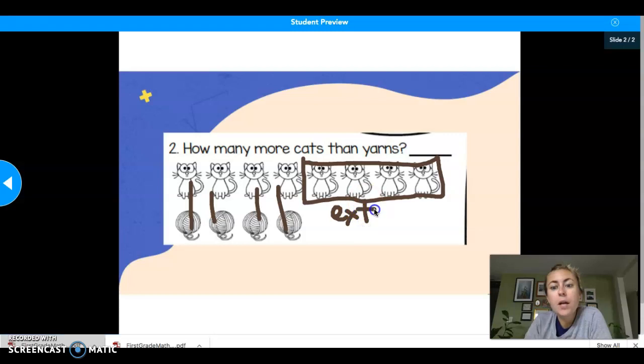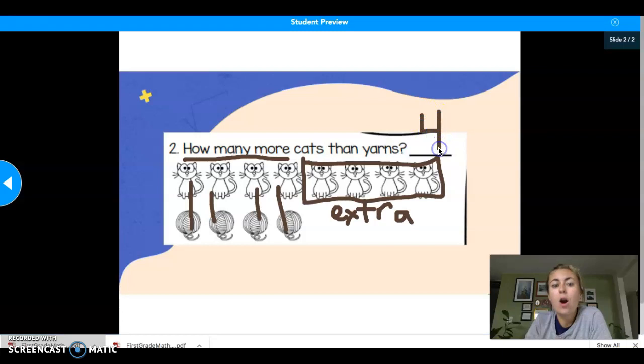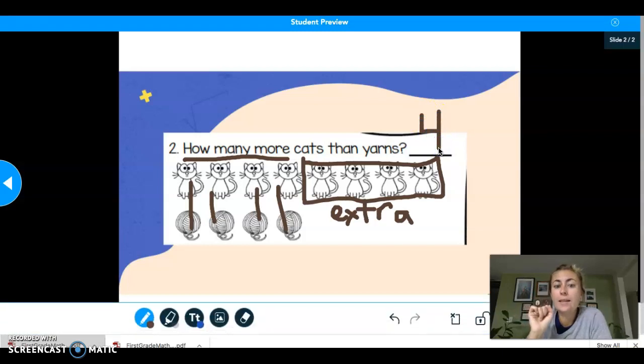I'm going to try to write extra real fast. Oops. Here we go. These are our extra cats. That's how many extra cats there are than yarns. It's also called the difference. 1, 2, 3, 4. There are 4 more cats than yarns.